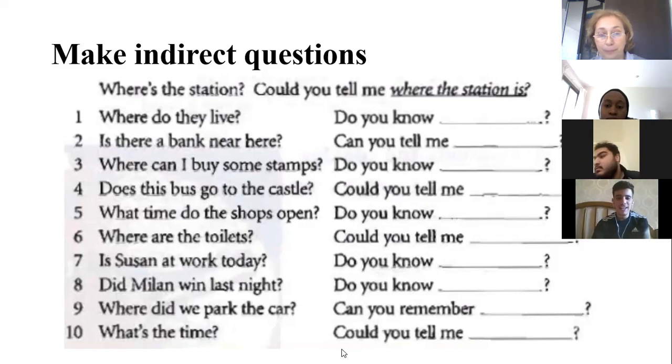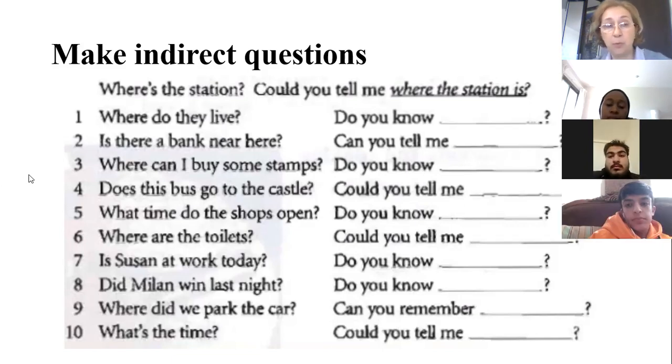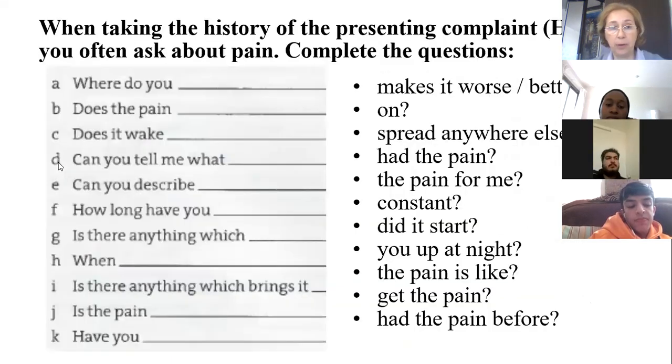We can say, what is the time. When we make it a direct question, we can say, could you tell me what the time is? Yes, you're right. Exactly, what the time is. So be very careful with these structures. One of the home assignments is connected with the indirect questions.